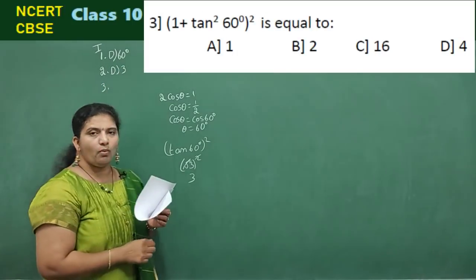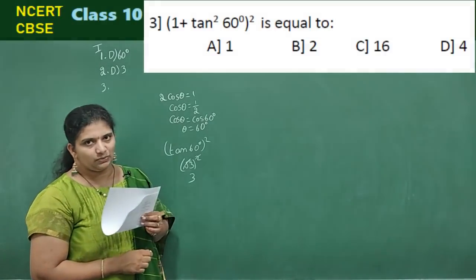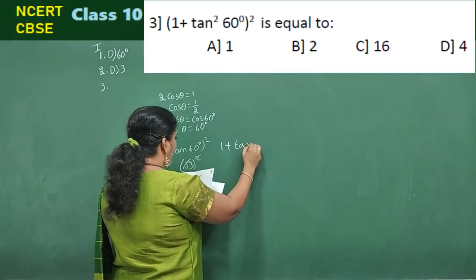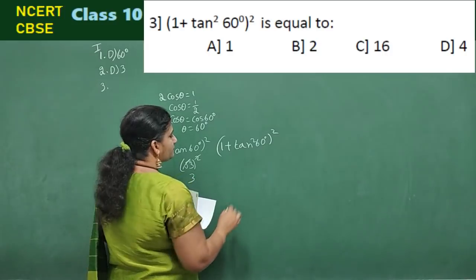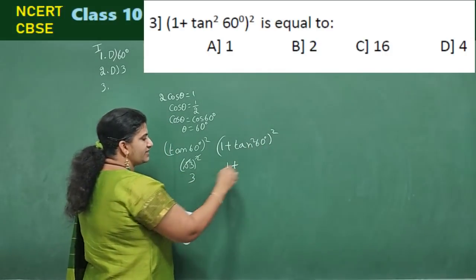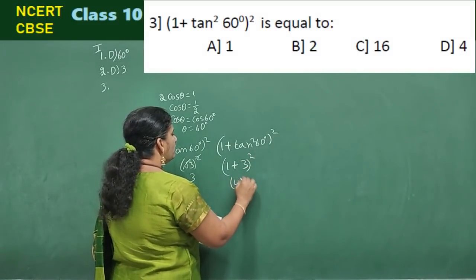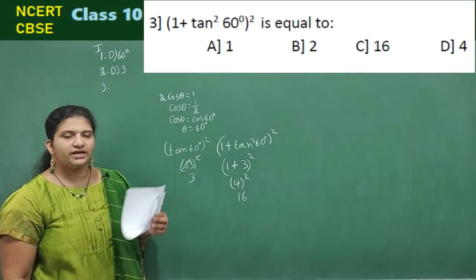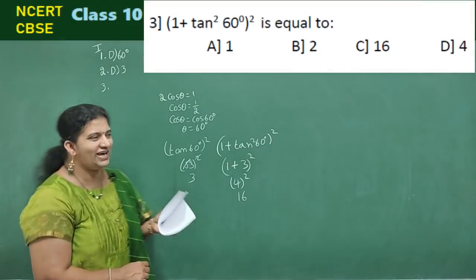Third one, 1 plus tan square 60 degree whole square. What is tan square 60 degree? You can see here, that is 3. 1 plus 3 whole square, 4 whole square. 4 4s are 16. Check the option. Yes, you have the option. Option C, 16 is your answer.